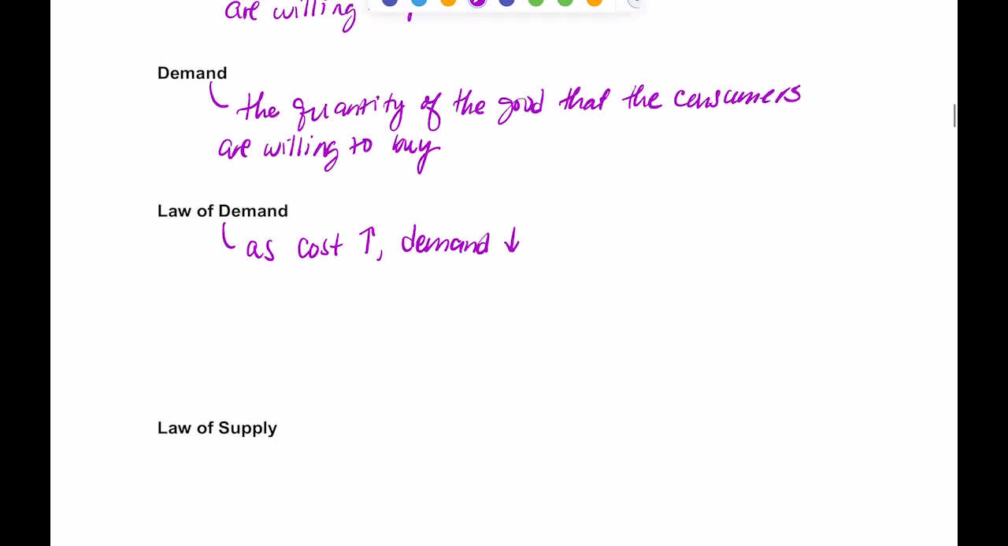The law of supply, on the other hand, still talks about cost increasing, but this time, as cost increases, the supply will also increase. Basically, the law of supply says as the price of an item increases, producers are more likely to see a profit in selling the item. So that's why the supply of the item would increase, right? Because the business would want a profit.